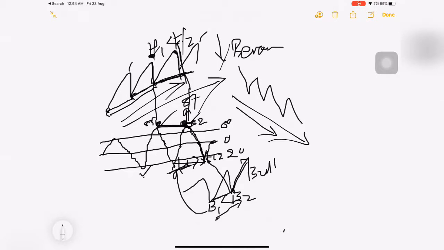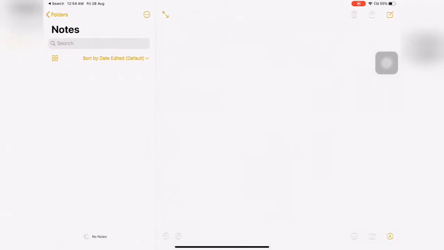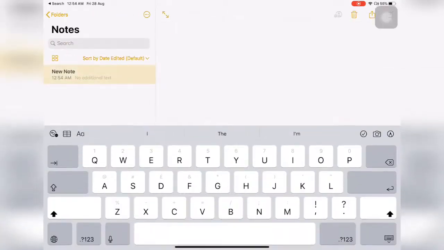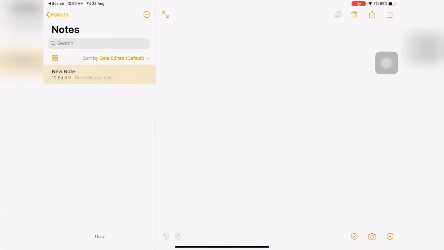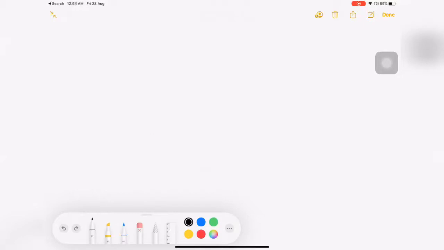Okay, understood? So this is RSI. Okay, RSI divergence. Similarly, we have the Z score divergence. Okay, so Z score, this is the 0 line.